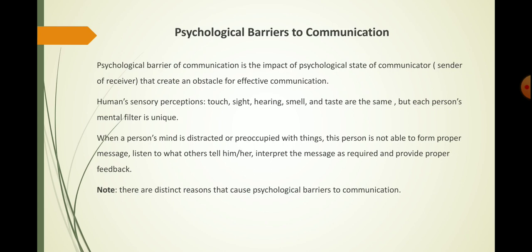یعنی چی است؟ طوری که گفتیم که sensory perceptions یکسان است ولی mental filter چی است؟ it is unique, it is different, it is diverse, it is distinct. When a person's mind is distracted or preoccupied with things, this person is not able to form proper message.